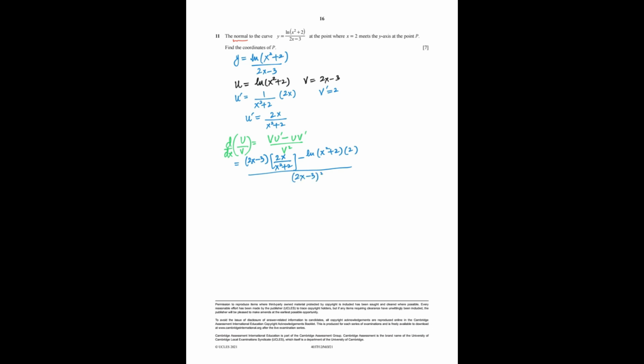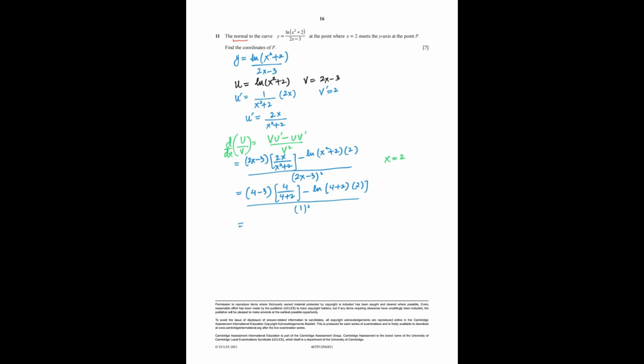v is (2x minus 3) whole squared. We have the value of x and it is equal to 2. So we are going to place the value of x, 2, here. So that will be equal to (2 times 2 is 4, minus 3) times (2 times 2 is 4, divided by 4 plus 2), minus ln of (2 squared is 4, plus 2) times 2, divided by (2 times 2 is 4, minus 3 leads to 1) whole squared.